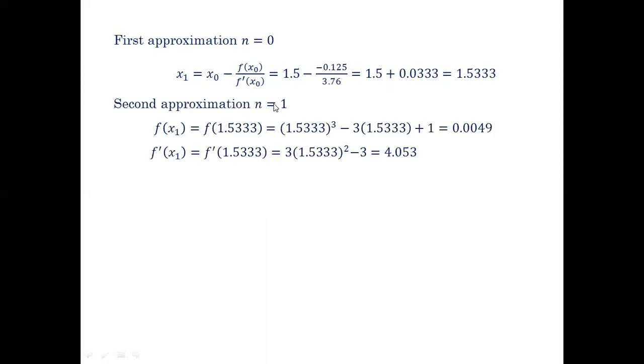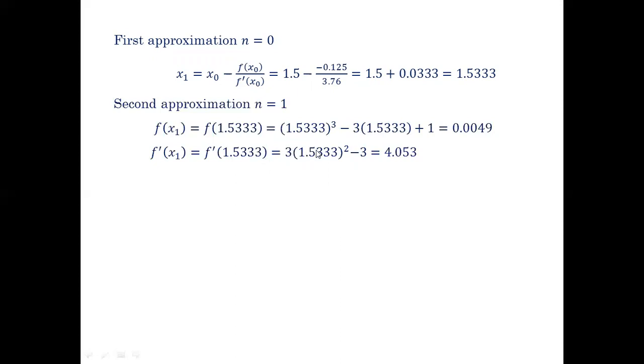Second approximation, n is equal to 1. Therefore, f of x1 is equal to f of 1.5333, which is equal to x cube minus 3x plus 1. That is 1.5333 whole cube minus 3 into 1.53333 plus 1 equals 0.0049. F dash of x1 equals, what is that?